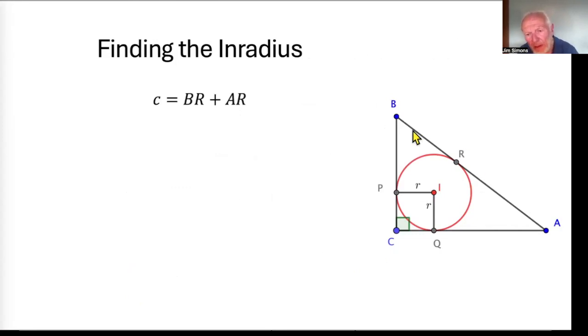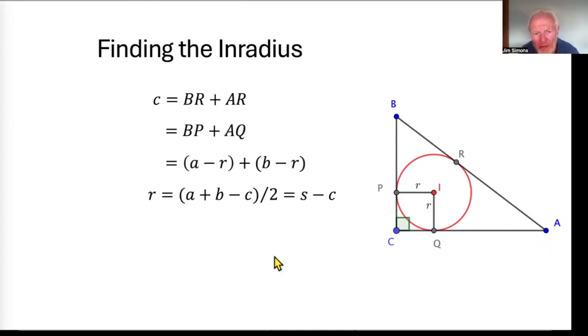So c, that's this edge, is equal to br plus ar, which is bp plus aq. And bp is a minus r. We've got a little square in here, haven't we? And aq is b minus r. So that's that. And then if you shake all that down, you get that. Done.